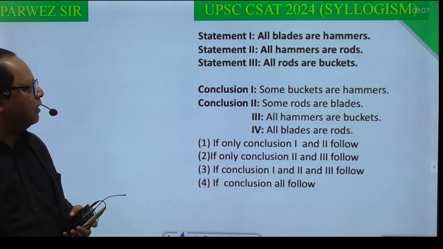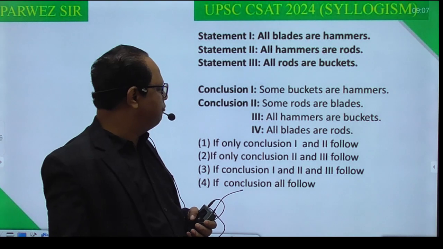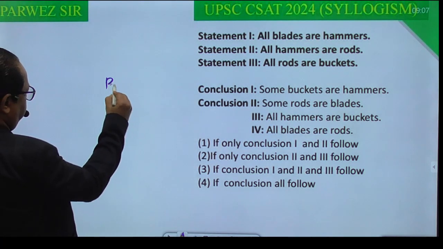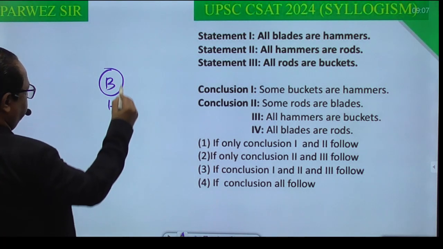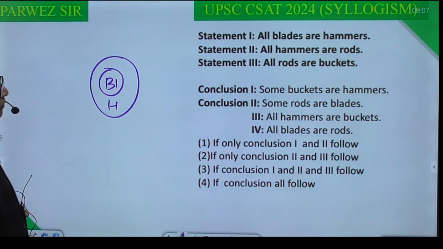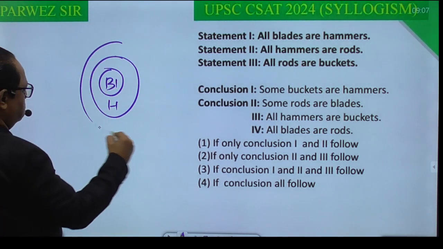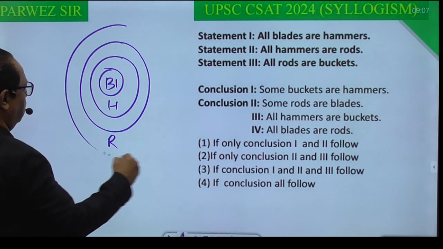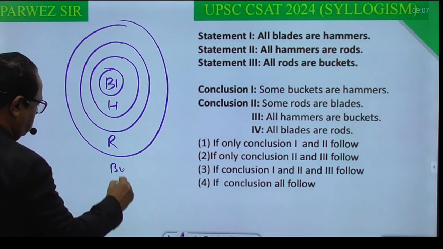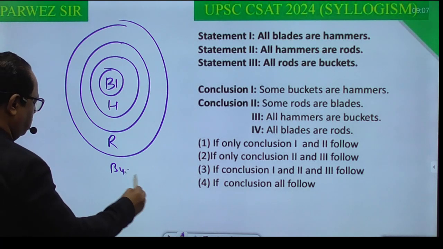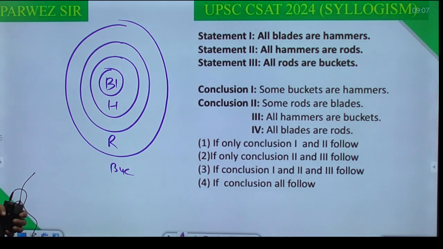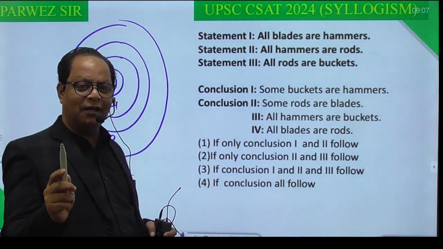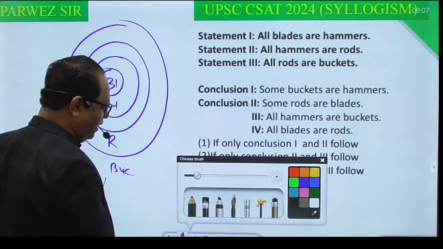Look, there are 3 statements and 4 conclusions. All blades are hammers. All hammers are rods. And all rods are buckets. So all rods are buckets. Now, what I said earlier, you will see here.